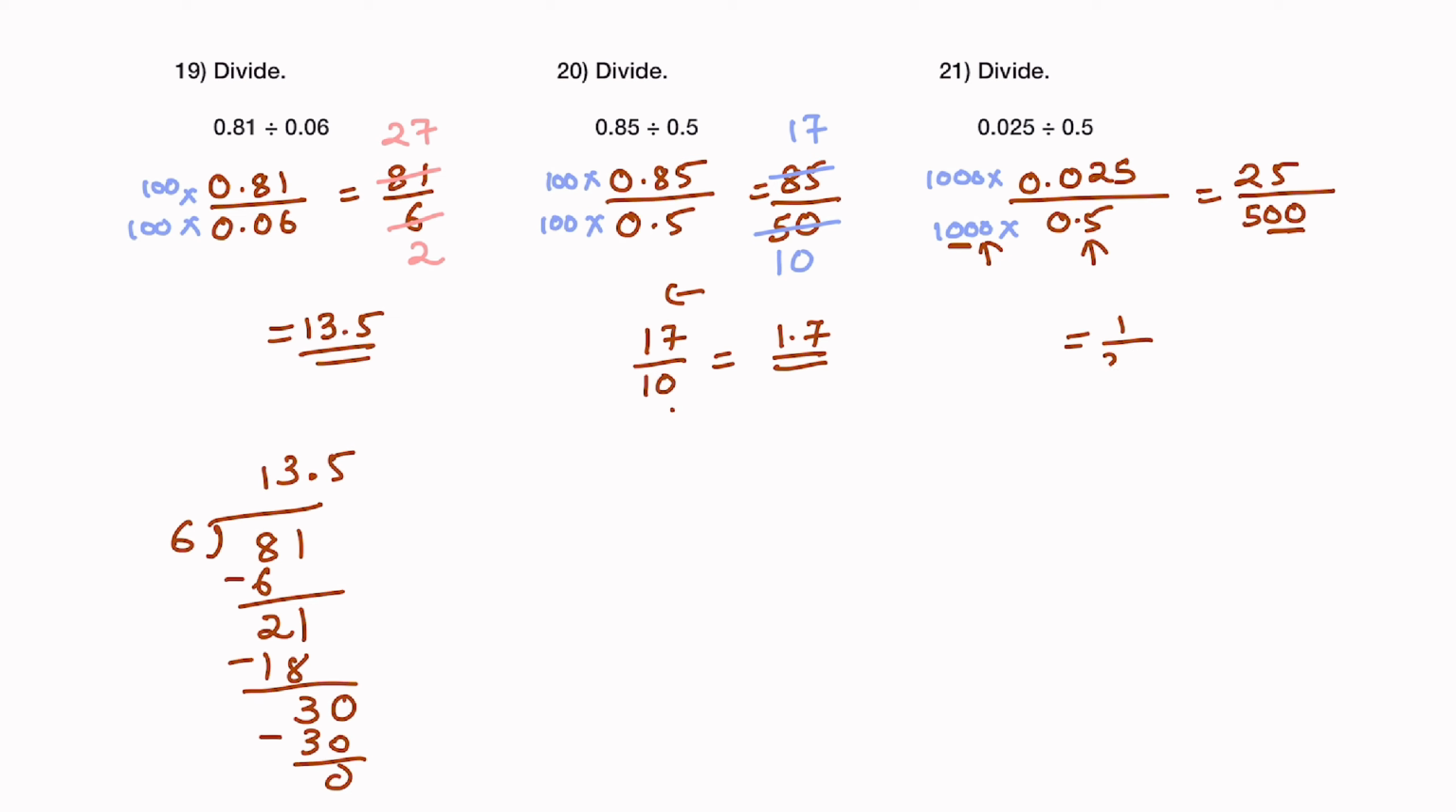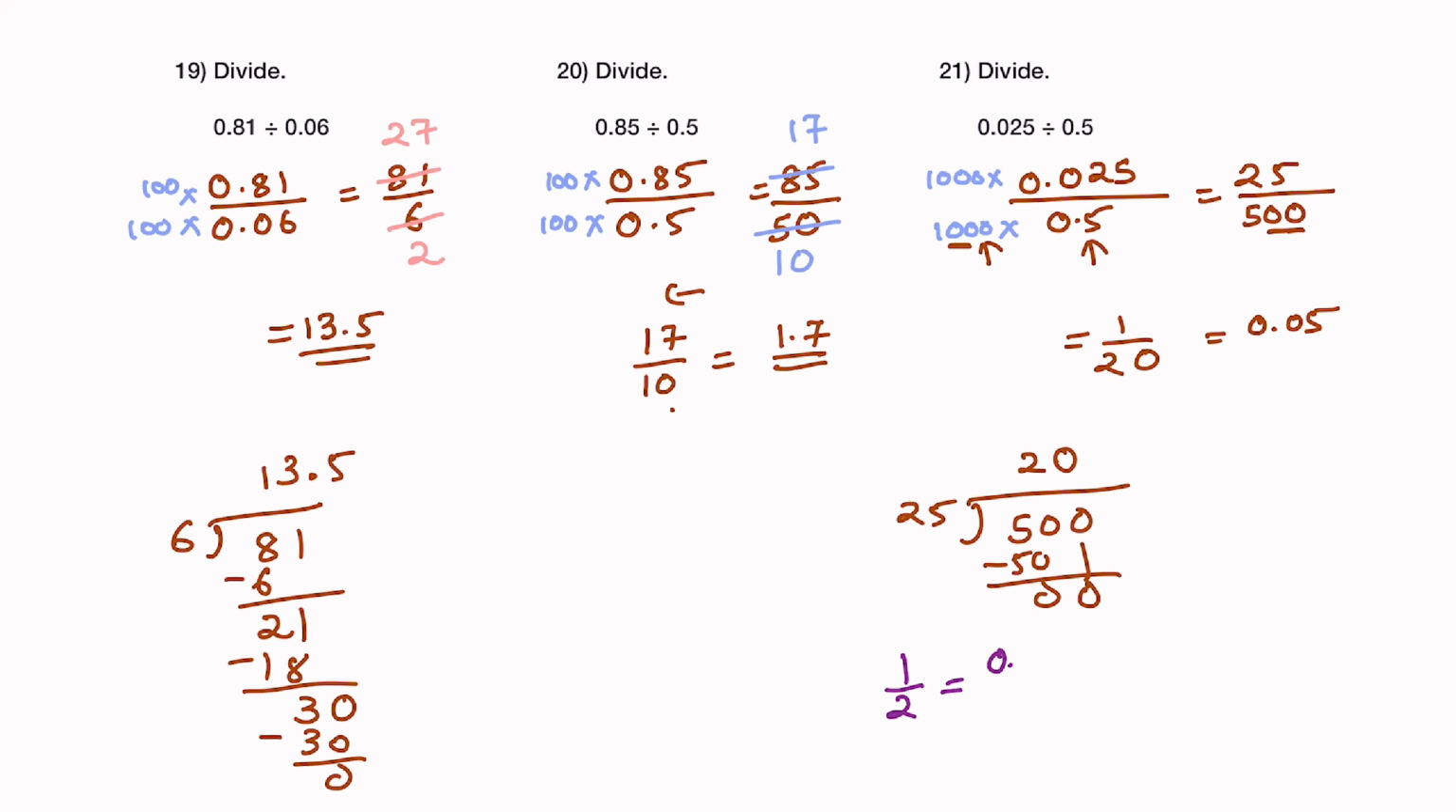And 25 goes in 500 by 20. So the answer is 1 upon 20. So here you can check 500 divided by 25. I'm doing the reverse process, right? I'm not doing 25 upon 500 because I can get this fraction here. So 25 goes twice, that's 50, that's 0, and this other 0 comes down. So we put 0 there, right? So that's 20. Now 1 divided by 20 is how much? It's 0.05.